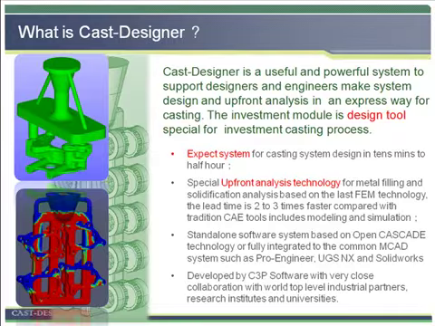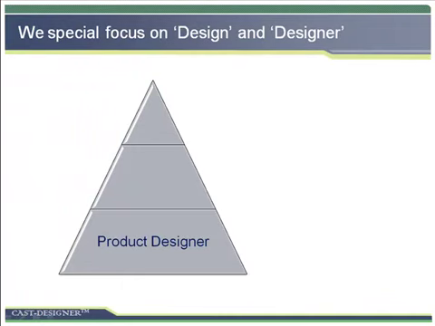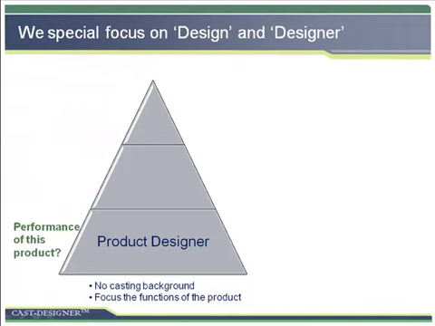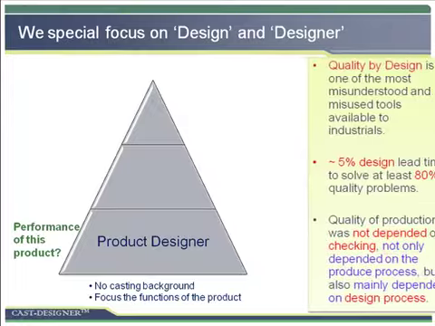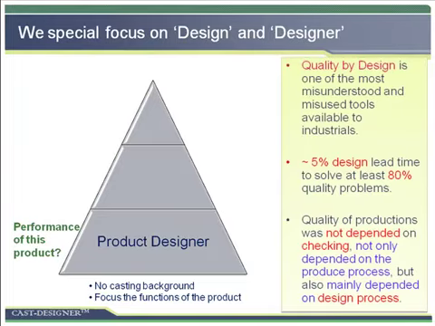Today, in the real business environment, cost, lead time and quality are the major concerns. Controlling the design stage is the best way to save time and cost, as well as enhance product quality. This is also the starting point of Cast Designer. As we know, 5% design lead time can solve at least 80% of quality problems in the future, and bring the biggest benefits to industry. We can serve the product designer to improve the original design at a very early stage.